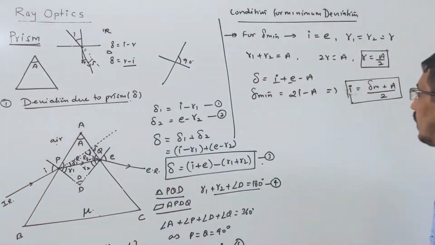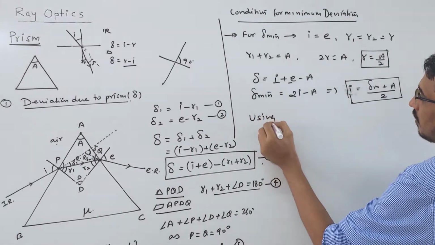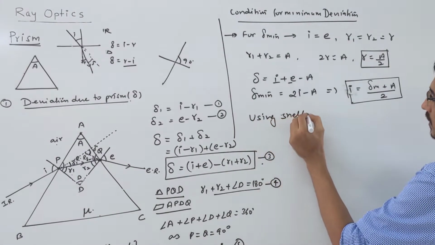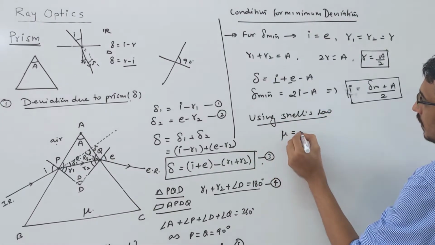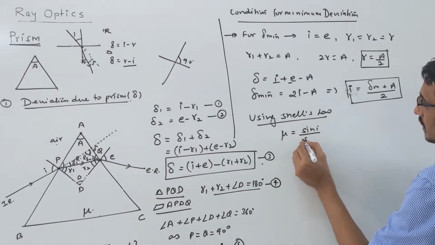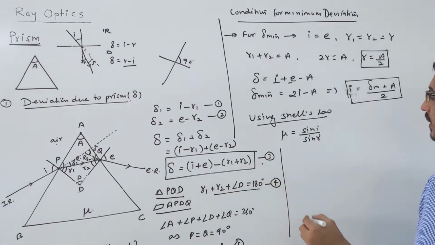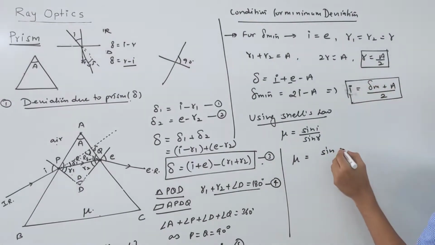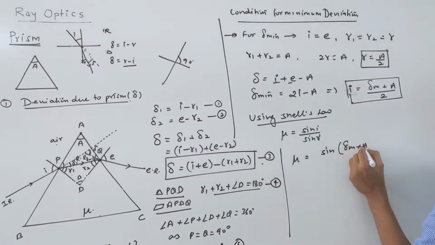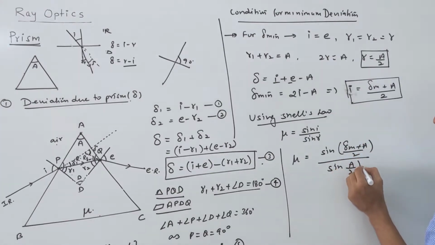So I want to write using Snell's law. Snell's law says that mu is equal to what? Sine i by sine of r. Correct? Yes. So let's write mu equals sine of i, where i is the angle of incidence, which is (delta m plus A) by 2, divided by sine of r, which means sine of A by 2.